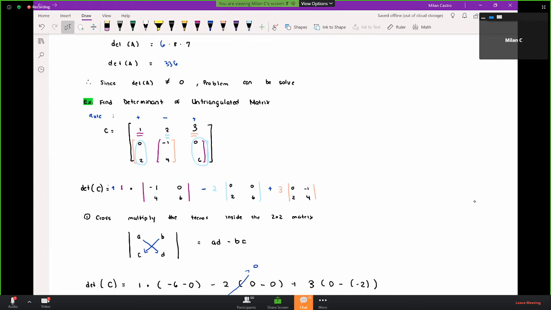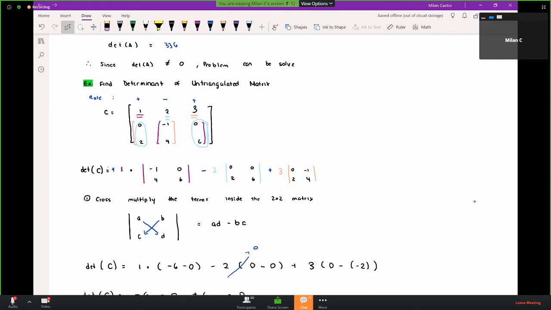So I used different colors to explain this. The trick is, for a 3x3 matrix, it goes positive on your first column, negative on your second column, and then positive on the last. So what are we going to do? We start off with 1, and then we multiply by the little matrix that is formed here.